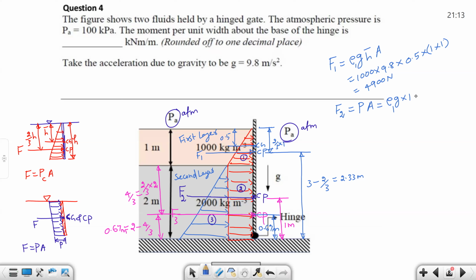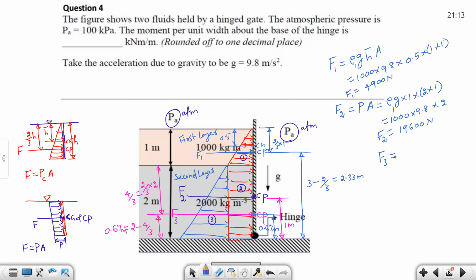into the area. Area will be again, for the second gate, 2 meter into 1. So density 1000, g 9.81 into 2, this much Newton, (19,600 Newton). So F2 also you have got. F1 also you have got. F3.